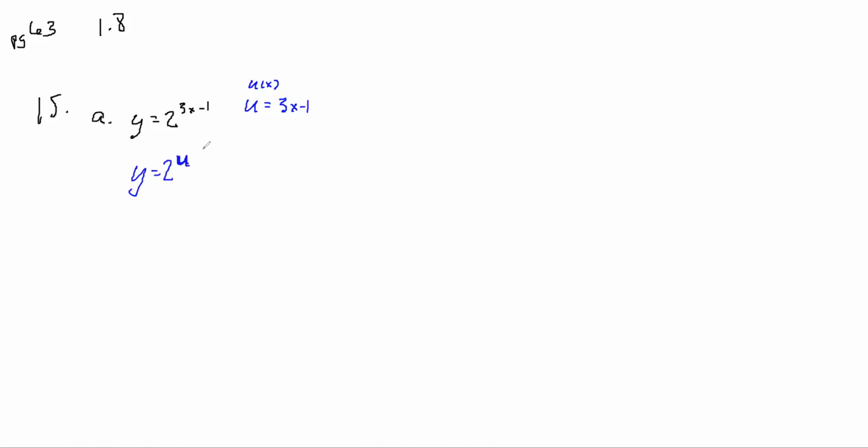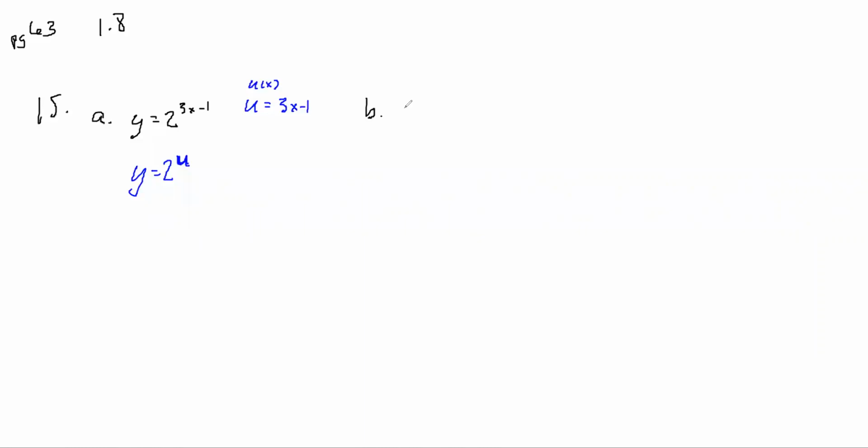Because u depends on x, and u is equal to 3x minus 1. Okay. So basically what they're asking you to do for all of these is pick out an inside function and an outside function. In this case, the outside function would be 2 to the power of something, and the inside function would be 3x minus 1. So that's how you could approach that.